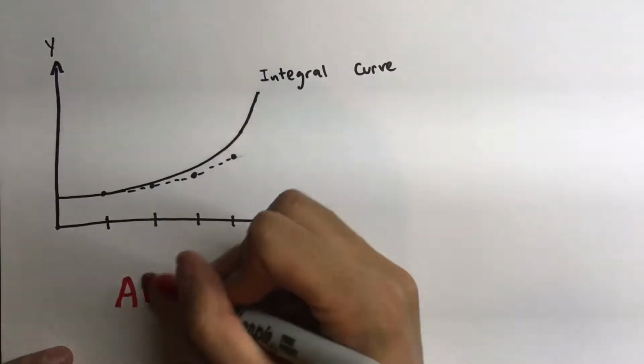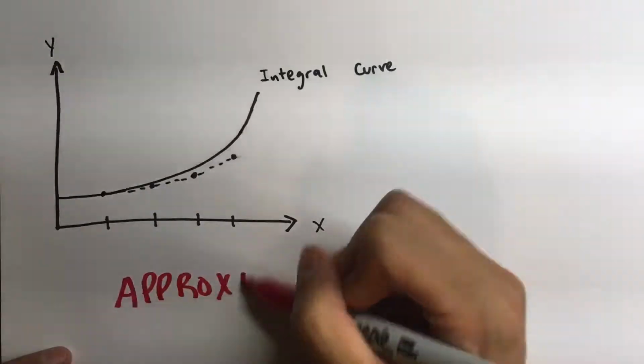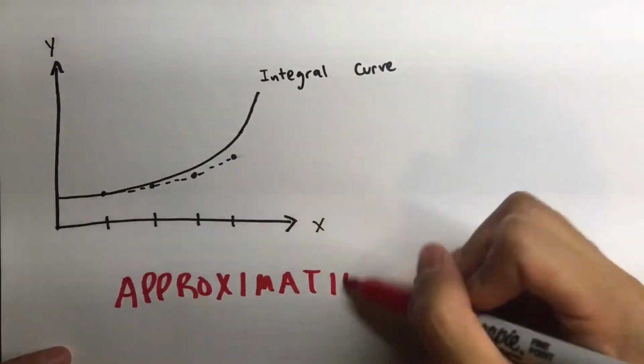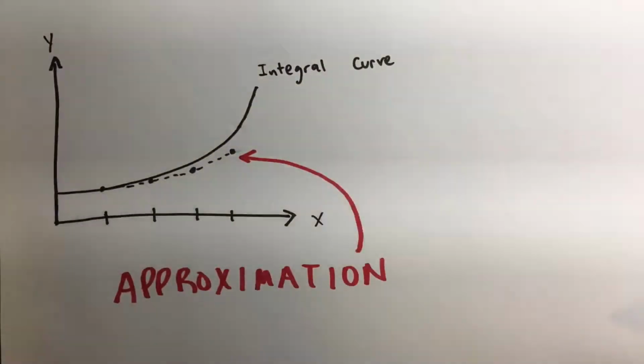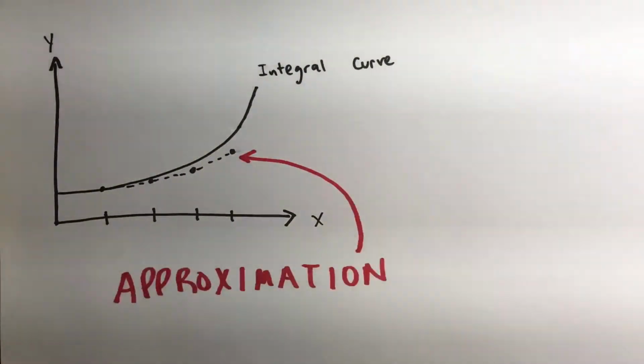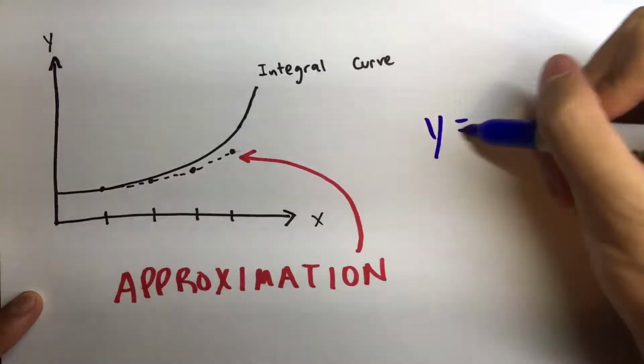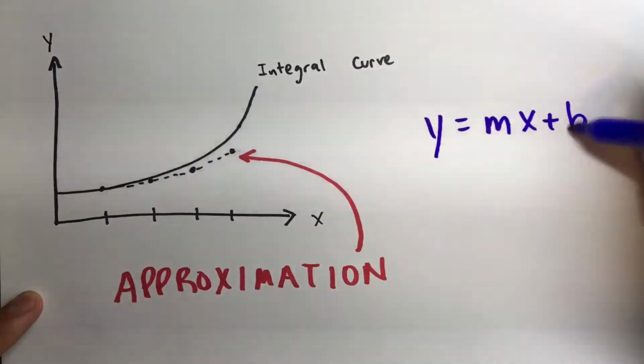Euler's method allows us to approximate the values of an integral curve using multiple tangent lines. To do this, we have to utilize linear approximation. Keep in mind that a smaller step size will increase the accuracy of our approximations as there will be a larger amount of tangent lines.